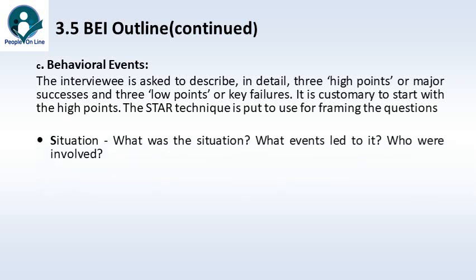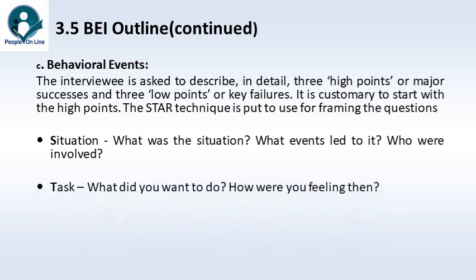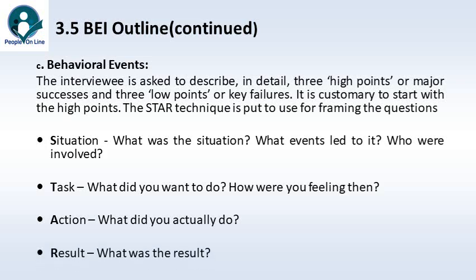S in STAR stands for situation. What was the situation? What events led to it? Who were involved? T for task. What did you want to do? How were you feeling then? A for action. What did you actually do? And R for result. What was the result?